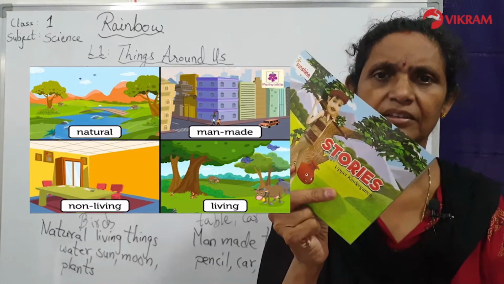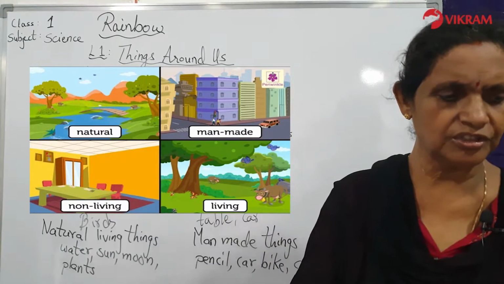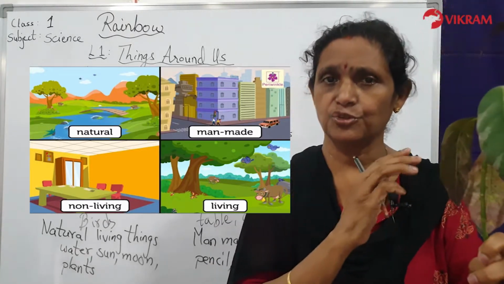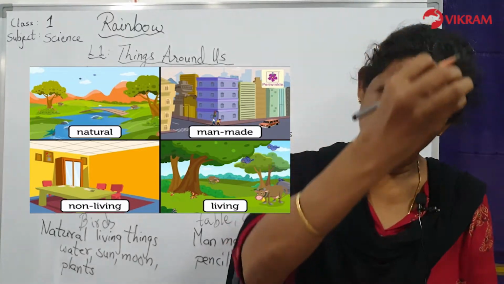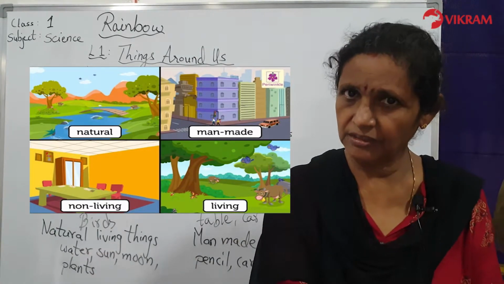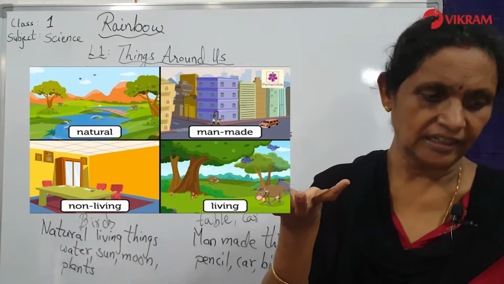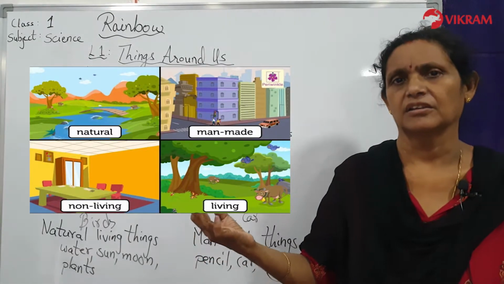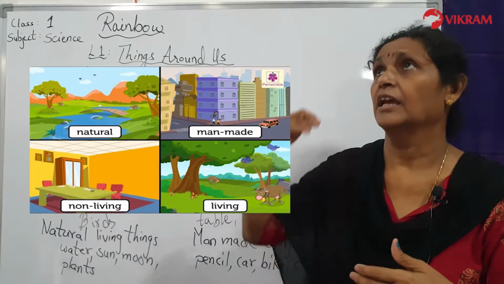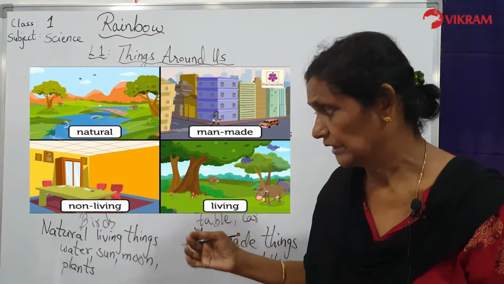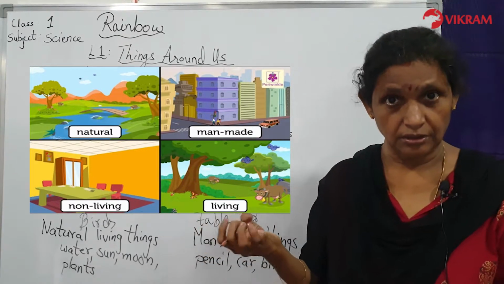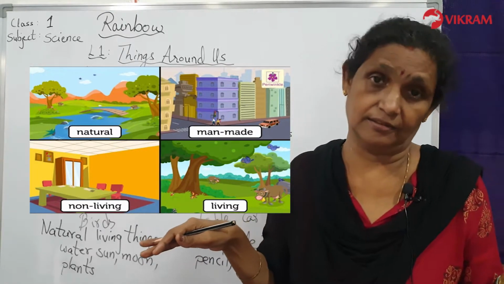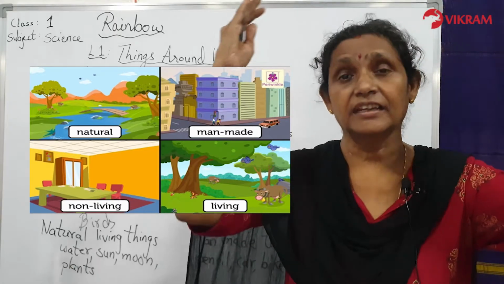This is also a man-made thing. Natural means what, children? This will grow in nature. Nobody has to put this. It will just grow by seeds. Seeds will fall from here and new plants will grow. Like that, there are many things in nature which are very much seen by us. You can see the sun, the moon, the stars, water, plants, animals. All these are natural things which were there in nature.